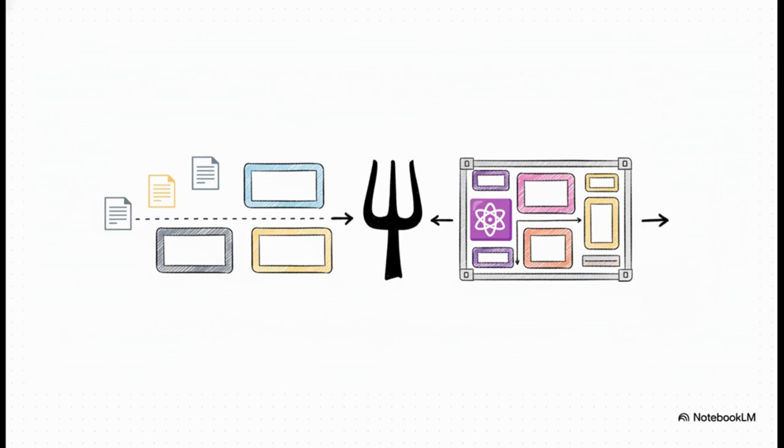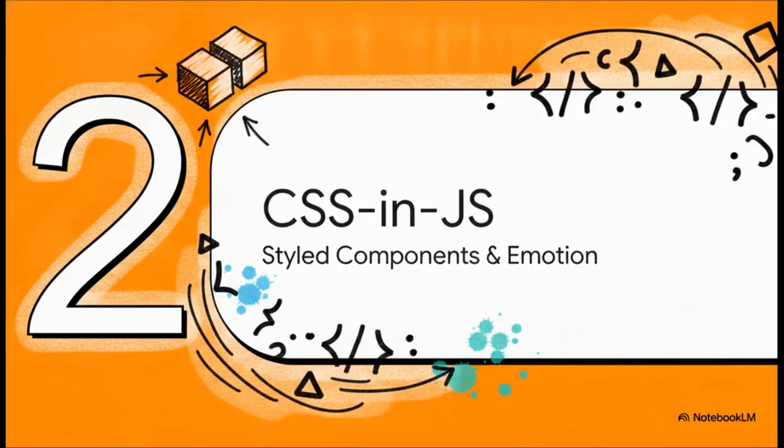And this fundamental friction? It created a sharp fork in the ecosystem, the CSS in JS movement. Instead of keeping styles isolated in a separate file, the community started asking a really provocative question. What if we couple the styling directly with the JavaScript components themselves? Section 2. The CSS in JS movement.